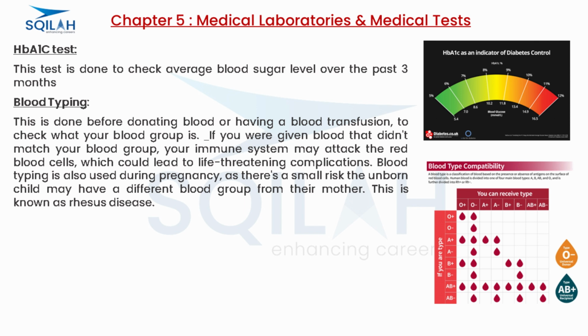If you were given blood that didn't match your blood group, your immune system may attack the red blood cells, which could lead to life-threatening complications. Blood typing is also used during pregnancy, as there's a small risk the unborn child may have a different blood group from their mother. This is known as rhesus disease.